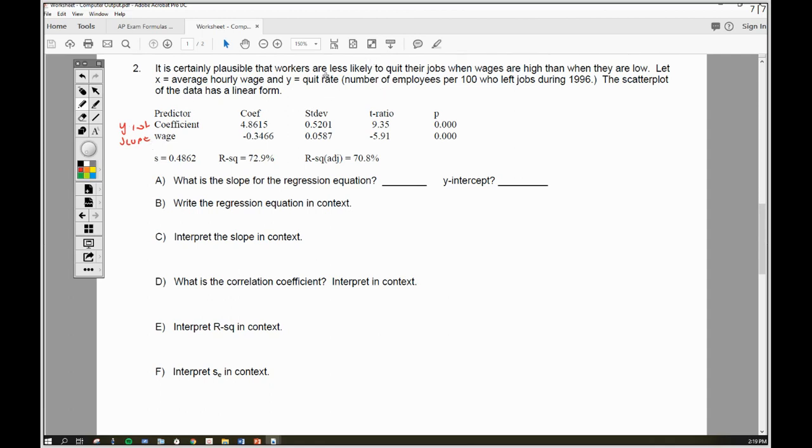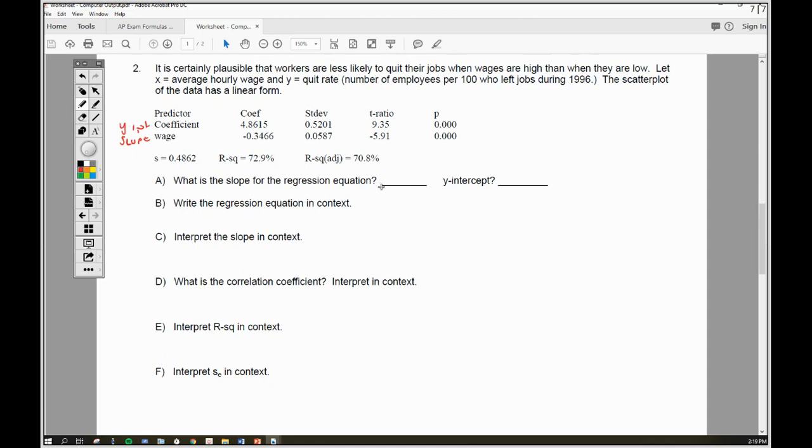Wages are, as wages go up, people are less likely to... I think I said that backwards. Right now, wages are high and people are leaving their jobs, but it's because they can go find better wage jobs. But if you're getting paid a lot, you're less likely to quit your job when wages are high than when they're low. For you, that makes more sense. I think I thought of this backwards. All right. Anyway, here we go.